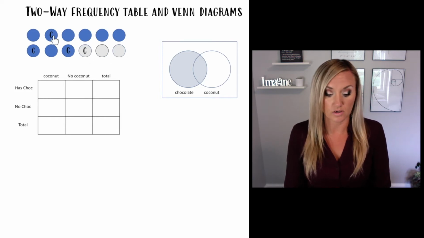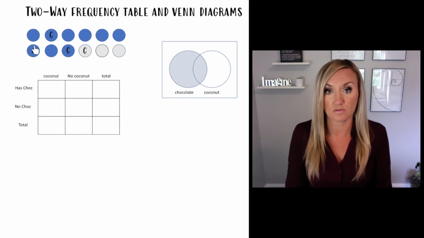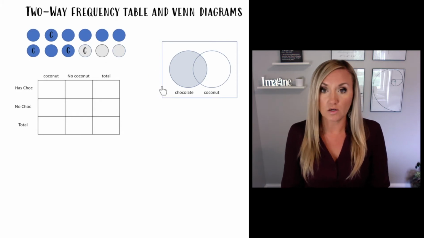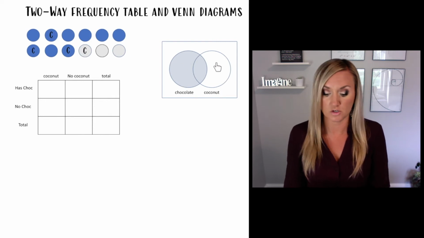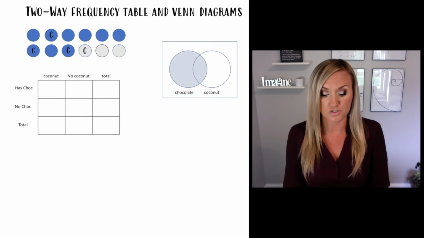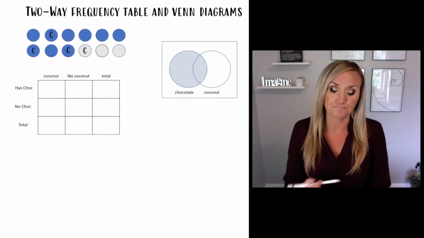Now the C's are coconut. All right, that means they also have coconut in them. So if you take a look at this Venn diagram, you have some cookies that are just chocolate, you have some that are just coconut, you have some mixture here that's in between.